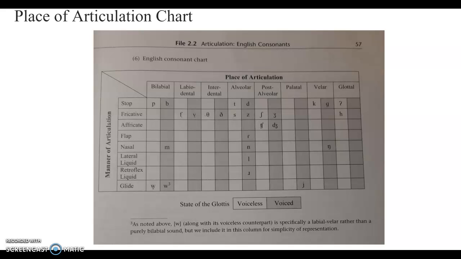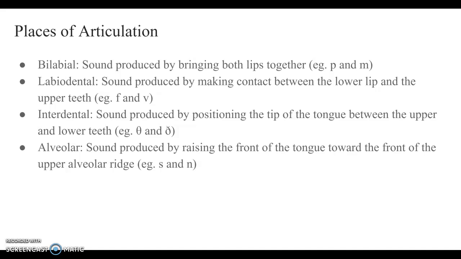This is our place of articulation chart with 8 manners of articulation and 8 places of articulation. The white is the voiceless and the gray is the voiced state of glottis. And then these are the places of articulation with more information, and we placed examples in parentheses on both of these slides. Bilabial is the sound produced by bringing both lips together. Labial dental, sounds produced by making contact between the lower lip and the upper teeth. Interdental, sound produced by positioning the tip of the tongue between the upper and lower teeth.